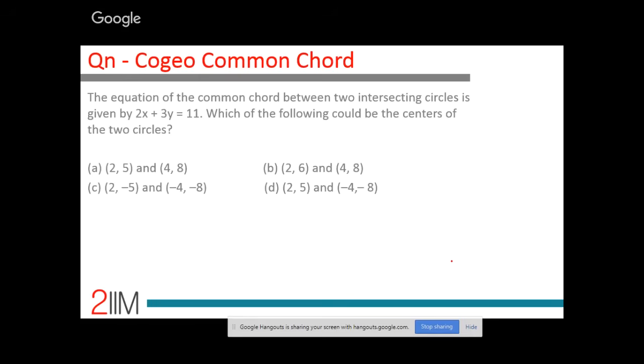Not rocket science. The key point here: the line joining the centers of two intersecting circles is perpendicular to the common chord. We've been given the common chord, which has a slope of minus 2 by 3. So this line should have a slope of 3 by 2. Now let's go and try to crack it. You're done, and so one of these four is the answer. What's the answer?